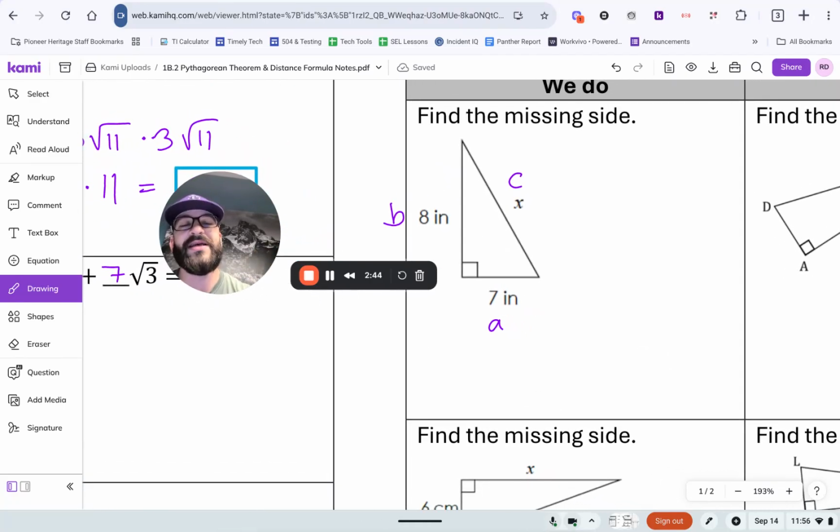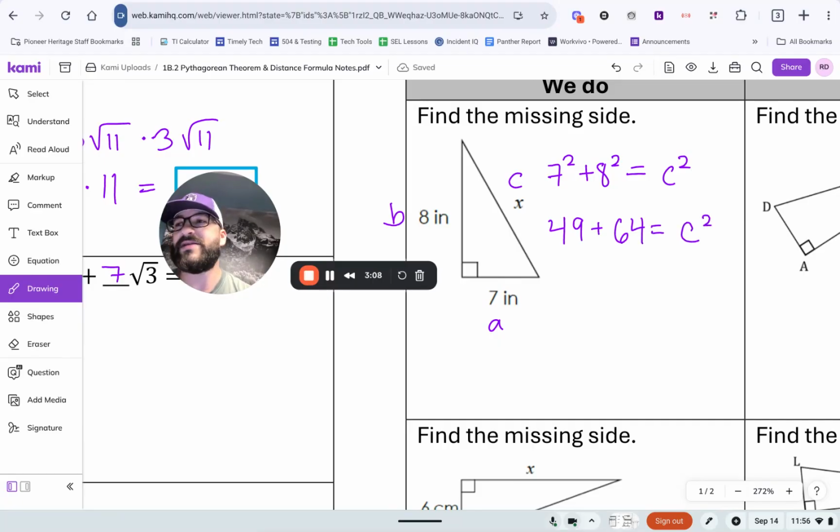So let's go ahead and set this up. If I want to solve for C or for X, I'm going to plug 8 and 7 into my Pythagorean theorem. So 7 squared plus 8 squared is equal to c squared. Okay, and then I can simplify from there. 7 squared is 49 plus 8 squared, which is 64, would give me c squared. Okay, and then I can add these together. So that would give me 40 and 60 is 100, 9 and 4 is 113. So 113 is equal to c squared.